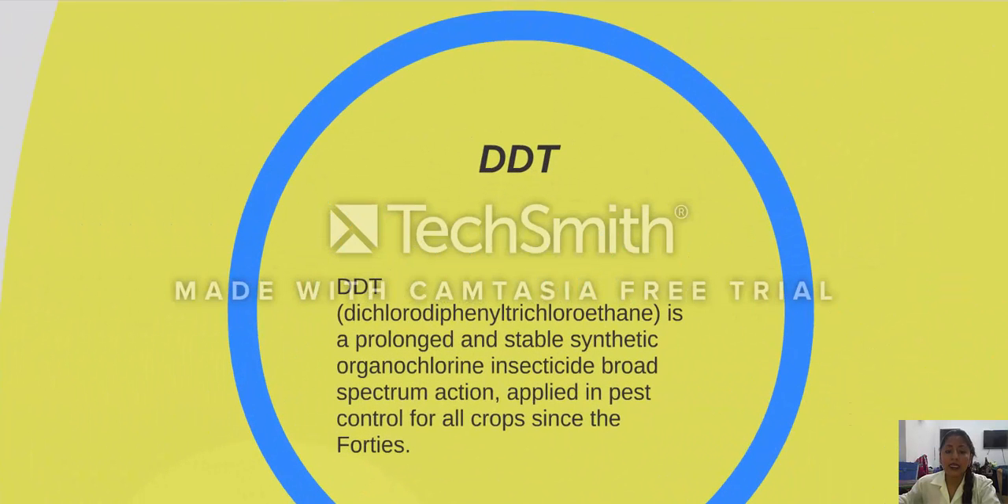DDT. DDT is dichlorodiphenyltrichloroethane. It is a persistent and stable synthetic organochlorine insecticide of broad-spectrum action, employed in the pest control of crops.